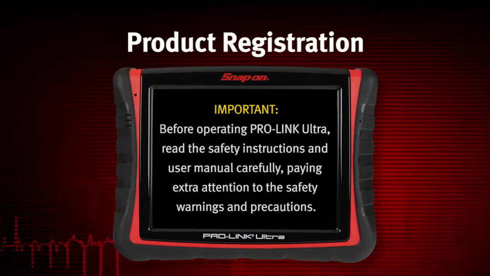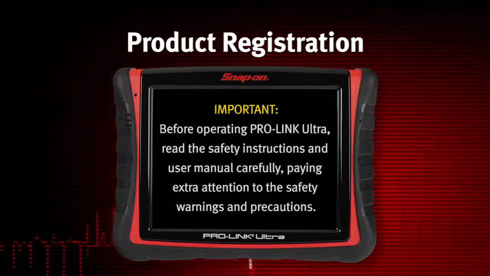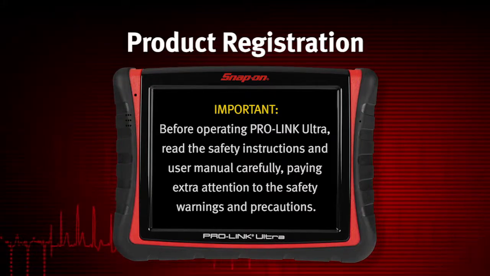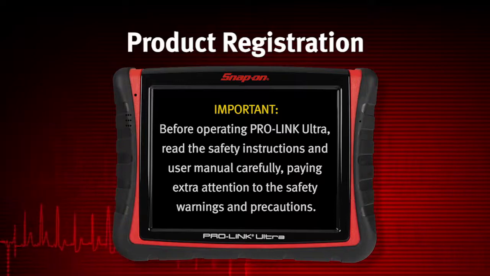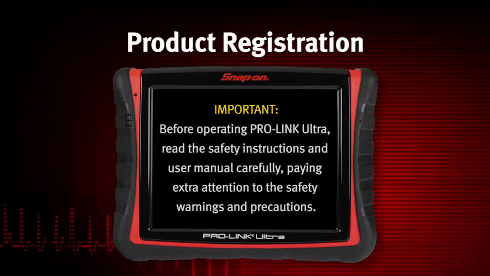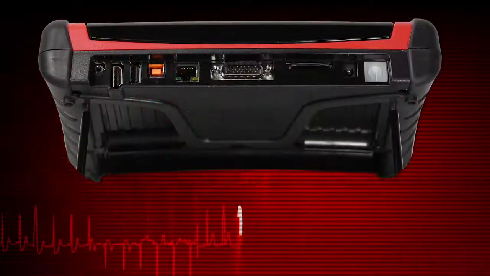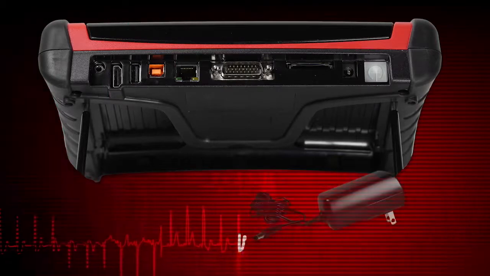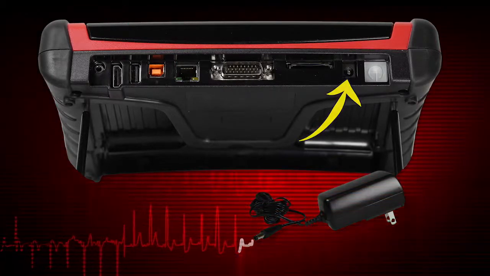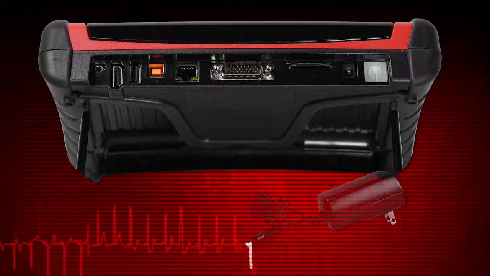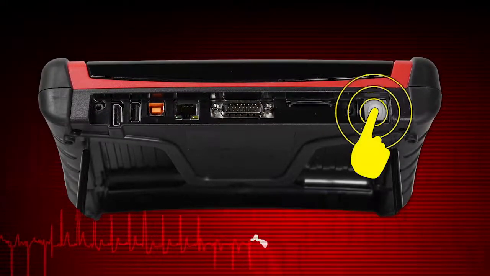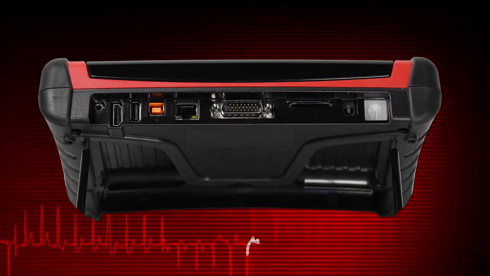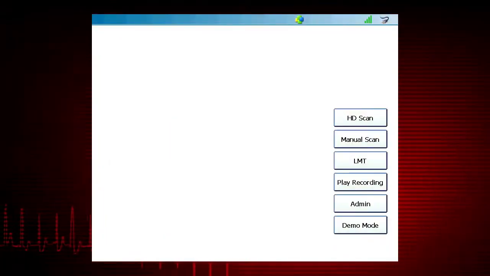Before operating ProLink Ultra, read the safety instructions and user manual carefully, paying extra attention to the safety warnings and precautions. To charge the battery, connect the AC adapter to the tool. After the unit is charged, press the on-off button on the top of the unit. The unit will boot up to the main screen.